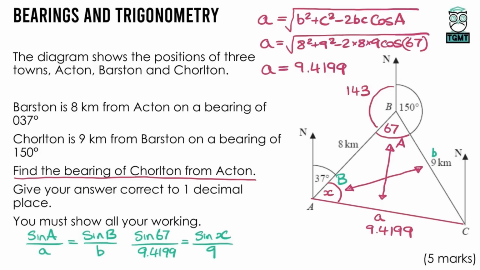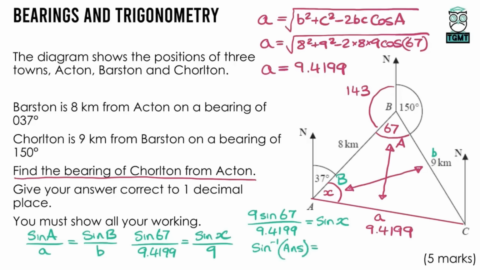We can rearrange this now by multiplying the 9 to the other side. So we get 9 sine 67 over 9.4199 is equal to sine x. Now we can type that into our calculator and then we'll do the inverse of the answer. Or you can type it all in one go, completely up to you.